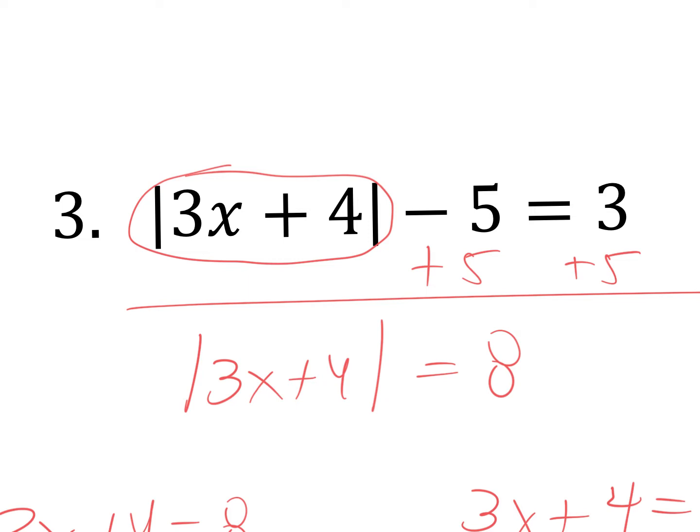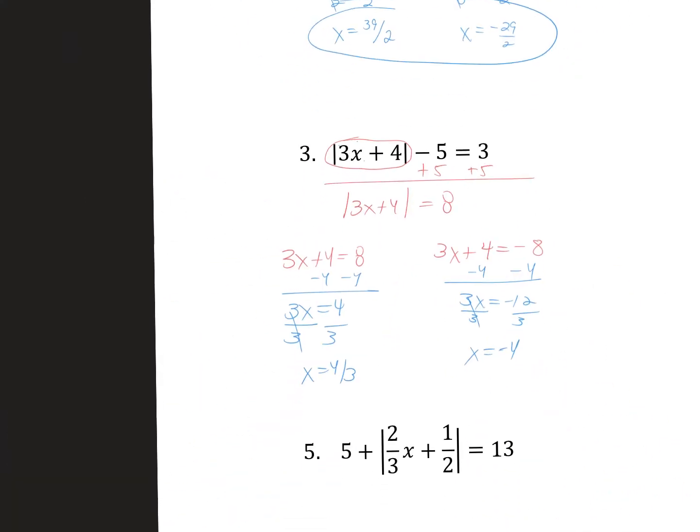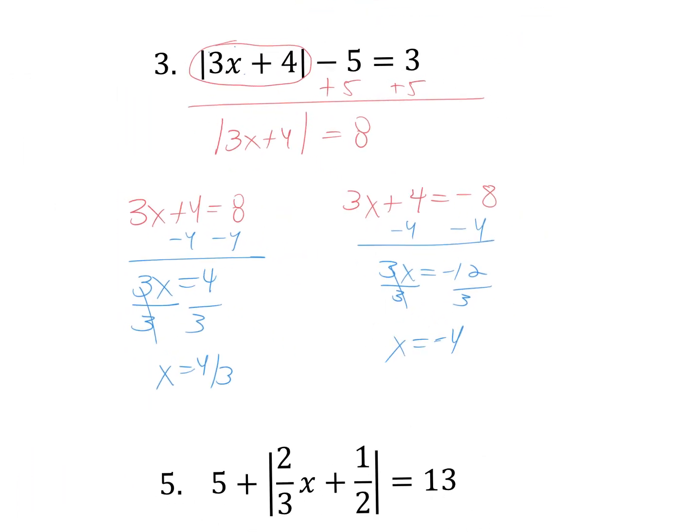You're good. Plug in negative 4. Negative 4 times 3 is negative 12, right? Negative 12 plus 4 is negative 8. Absolute value of negative 8 is positive 8. 8 minus 5 is 3. So we're good. Doesn't have to be anything major. You just have to make sure things work out correctly.